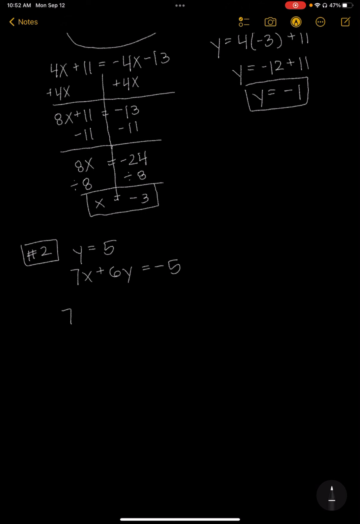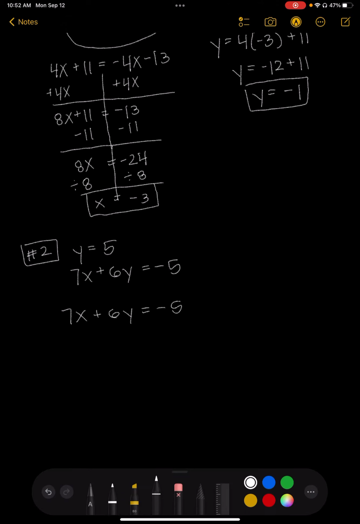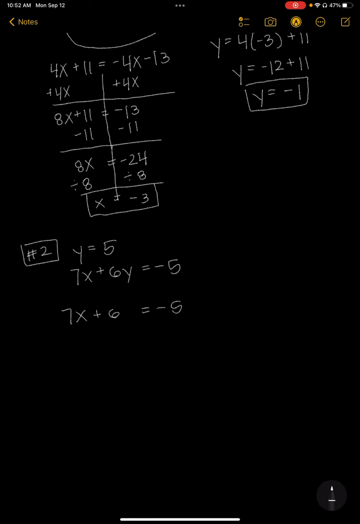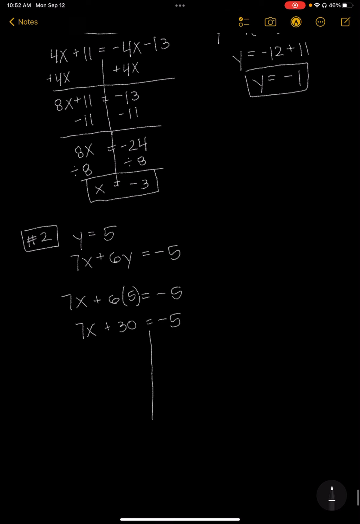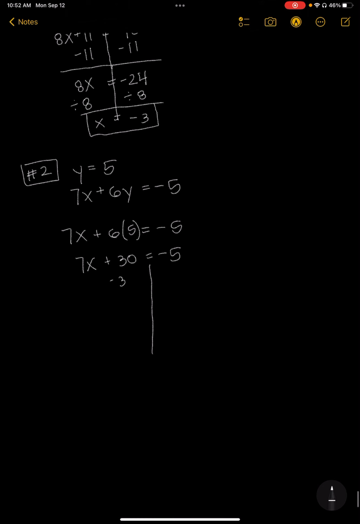So I'm going to rewrite the second equation, 7x plus 6y equals negative 5, but we know that y is 5, right? So I'm going to erase the y in this equation and replace it with 5. And when we replace it, we put it in parentheses just so we know that it's not 65, it's 6 times 5. Okay, so now all we have to do is simplify and solve this. So when I simplify it, I'm going to multiply the 6 and 5, which gives me 30.